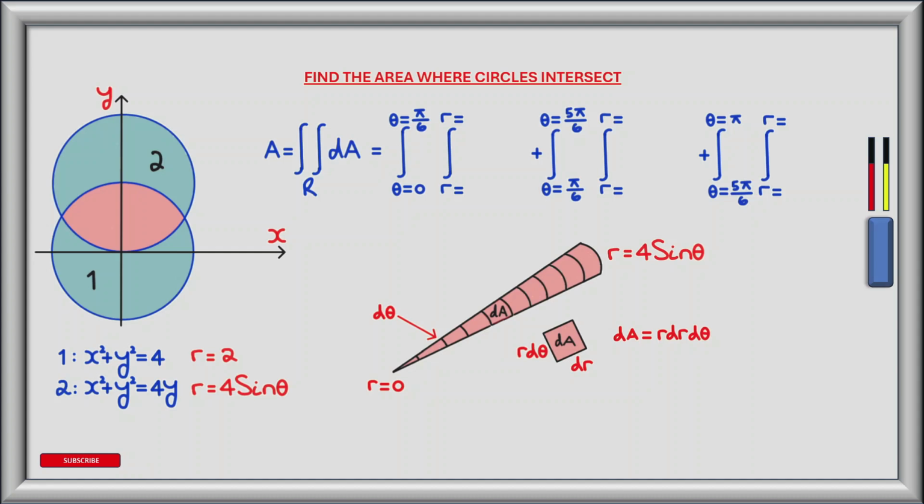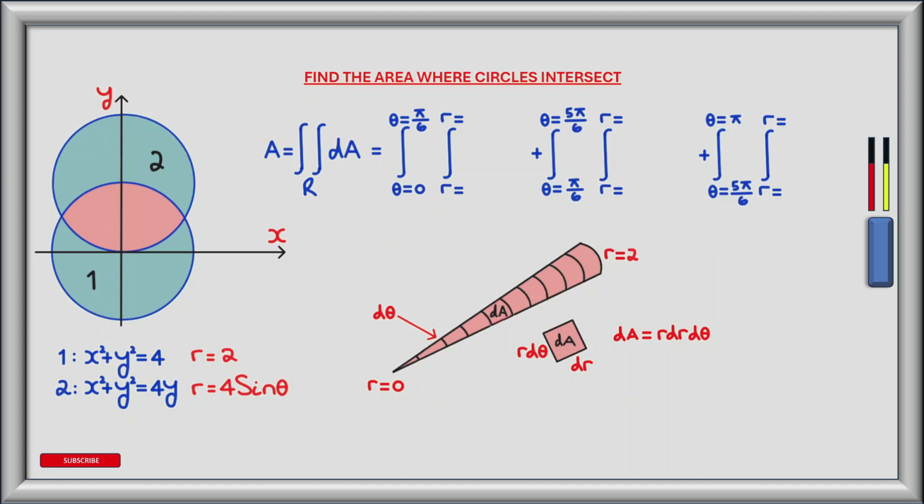In the first sector of area, when we sum or integrate along the radial distance r, we begin at the origin and travel along the perimeter of circle 2 until circle 2 intersects with circle 1. So we begin at r equals 0 and end at r equals 4 sine theta.